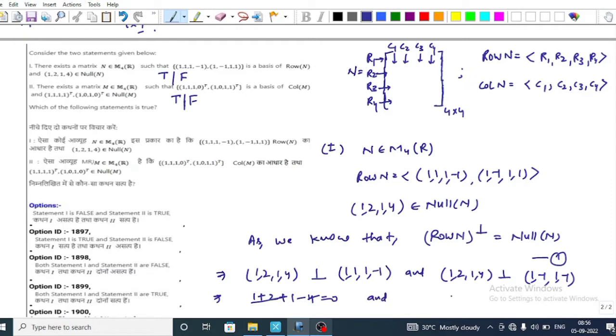And 1 - 2 + 1 - 4, this equals 2 minus 6, which equals minus 4, which is not equal to 0. This implies that there does not exist a matrix N belonging to M4R such that this is a basis of the row space of N and this vector belongs to the null space. This implies that the first statement is false.